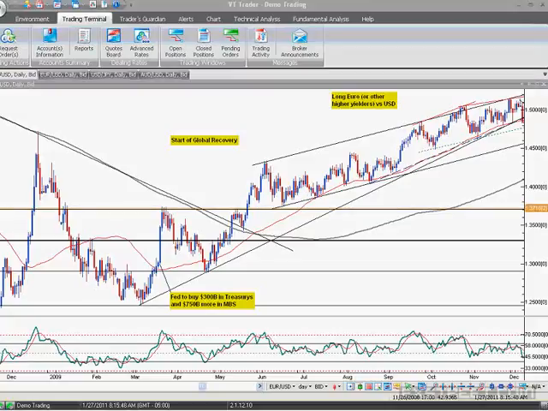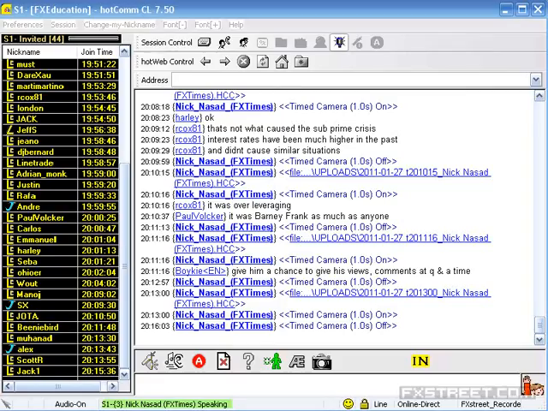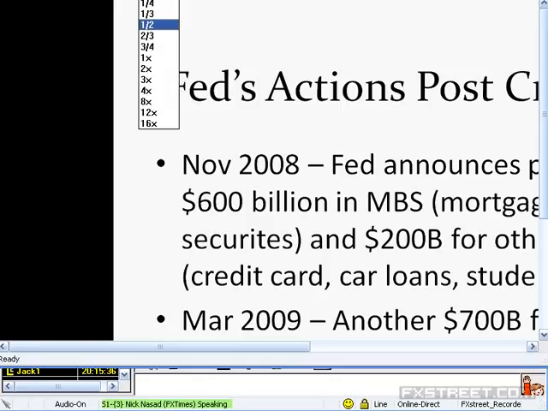Okay, so that is what happened in the currency markets following quantitative easing 1 and what we saw as a result. So let's now take a step back to the slide a little bit, to my PowerPoint. Okay.